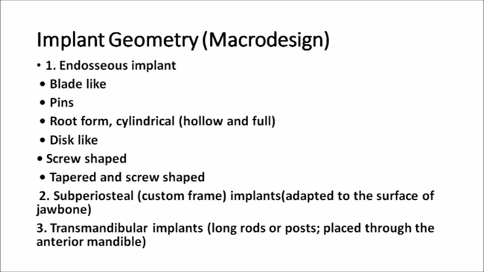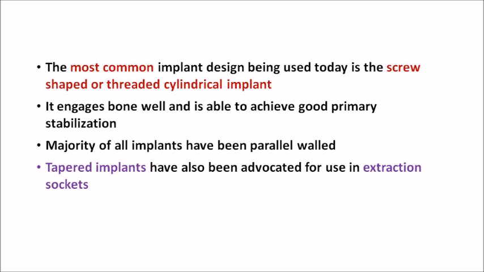Now there is a fourth type also, called the transmucosal type. Here we use the support of the mucosa, and obviously it is not as strong as the first three types. As I already mentioned, the most common implant design used today is the screw-shaped or threaded cylindrical implant. It engages the bone very well and it achieves good primary stability.